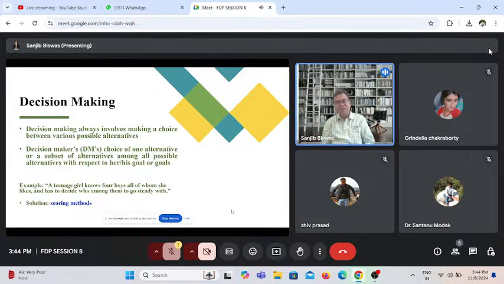To start, multi-criteria decision making, the first part is decision making. So what is decision making? Decision making means I have to select a favorable alternative or best possible choice while satisfying the underlying conditions. For example, a teenage girl who knows four boys whom she likes and has to decide any one of them with whom she wants to marry.